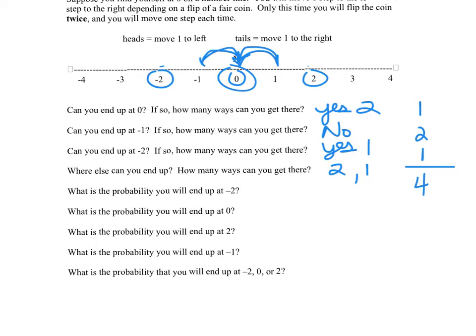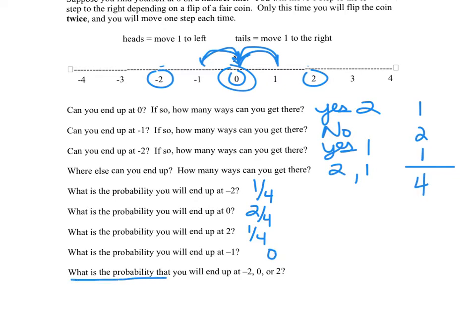So the number of ways to get to each number out of all the outcomes is the probability of landing at that spot. So the probability you end up at -2 is 1 out of the 4 possible ways. 0 is 2 out of the 4 possible ways. 2 is 1 out of the 4 possible ways. -1 is 0 out of the 4 possible ways.